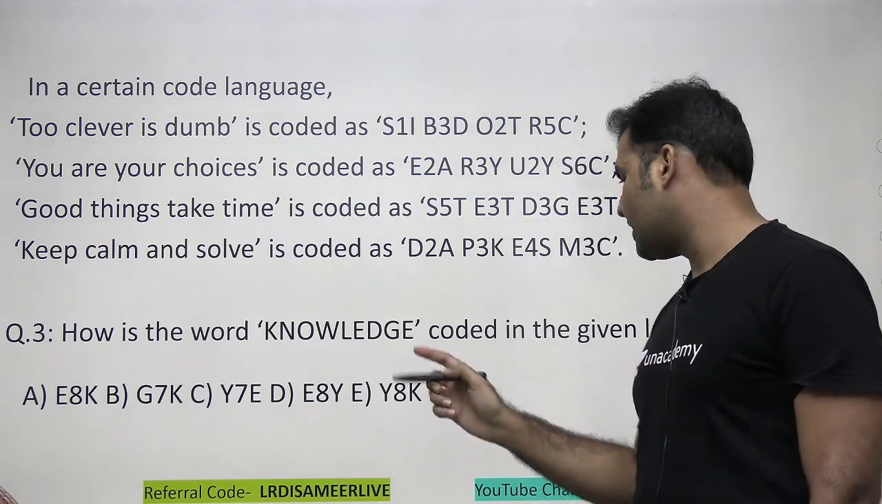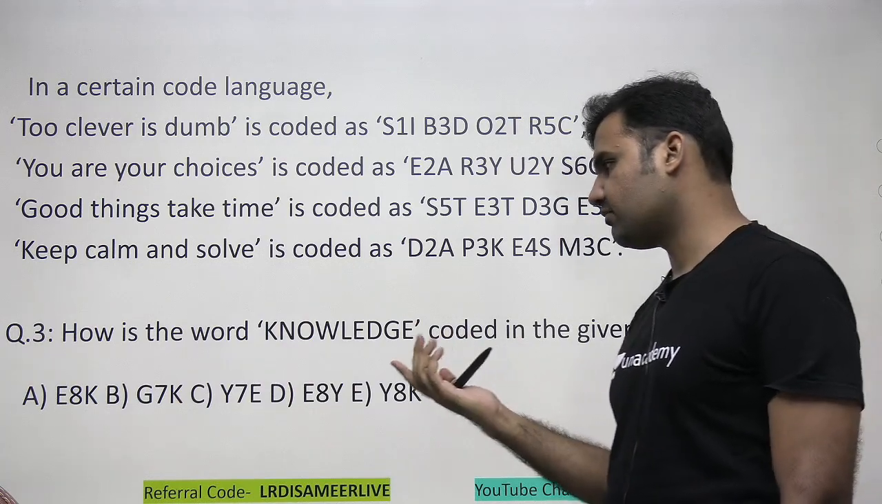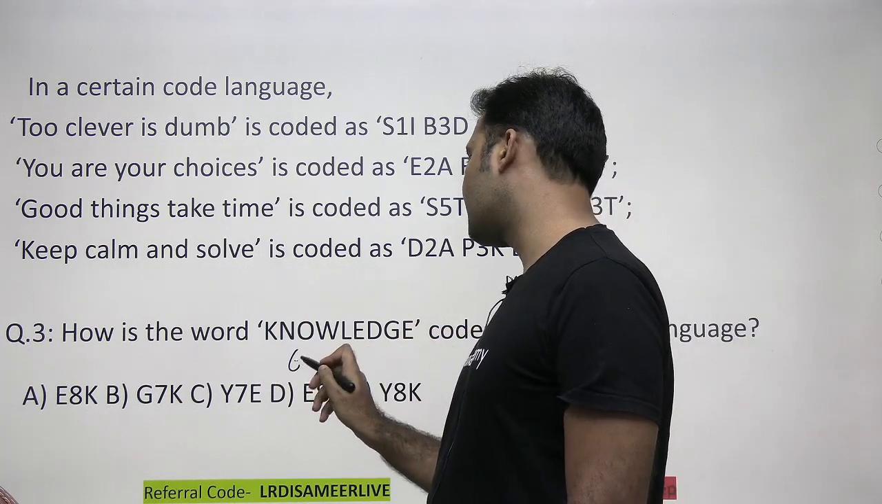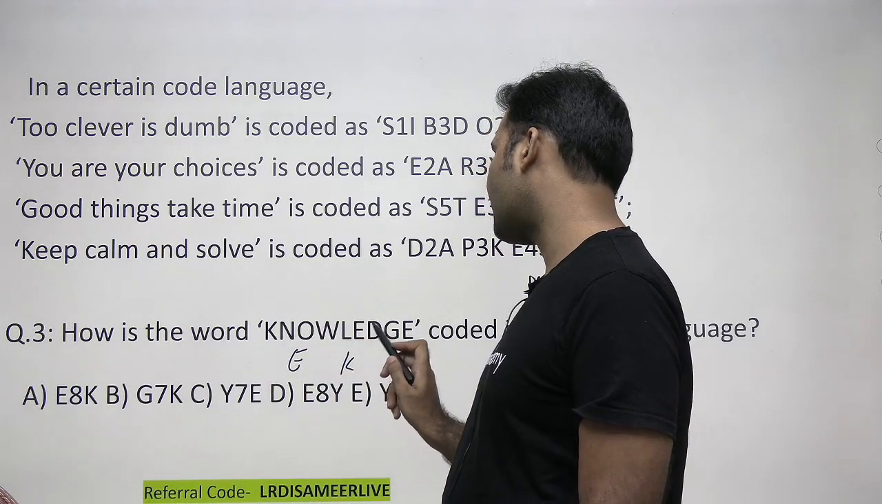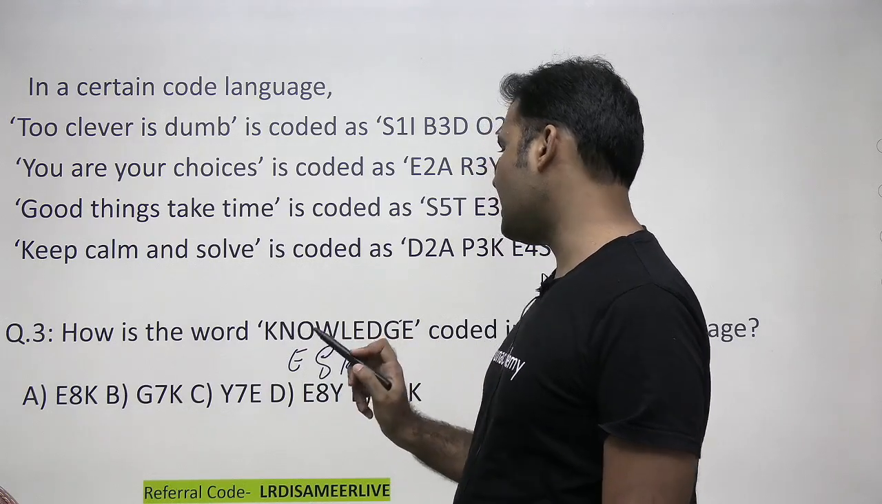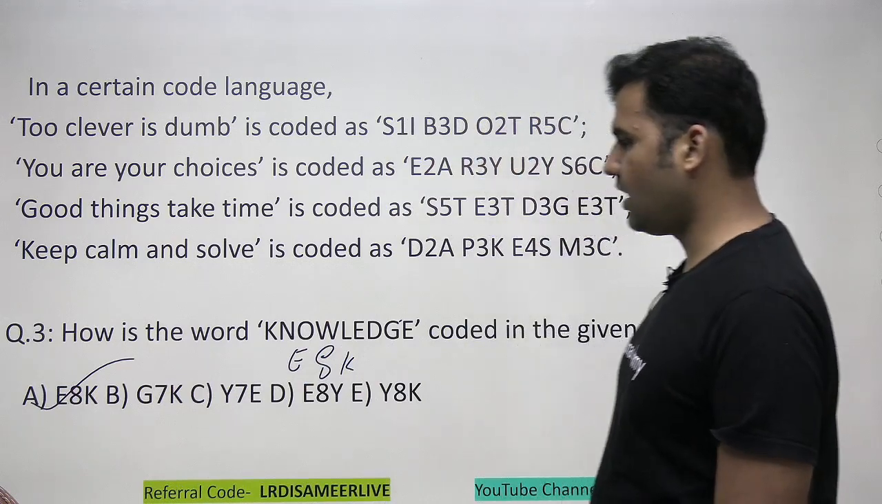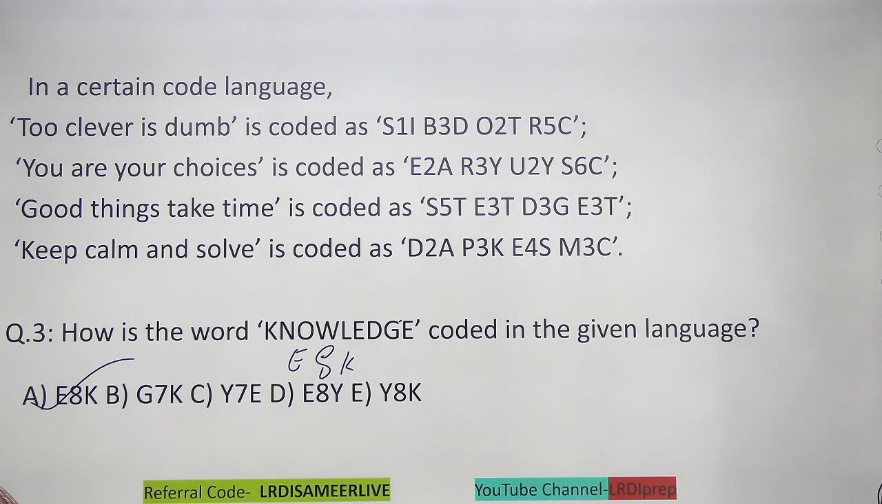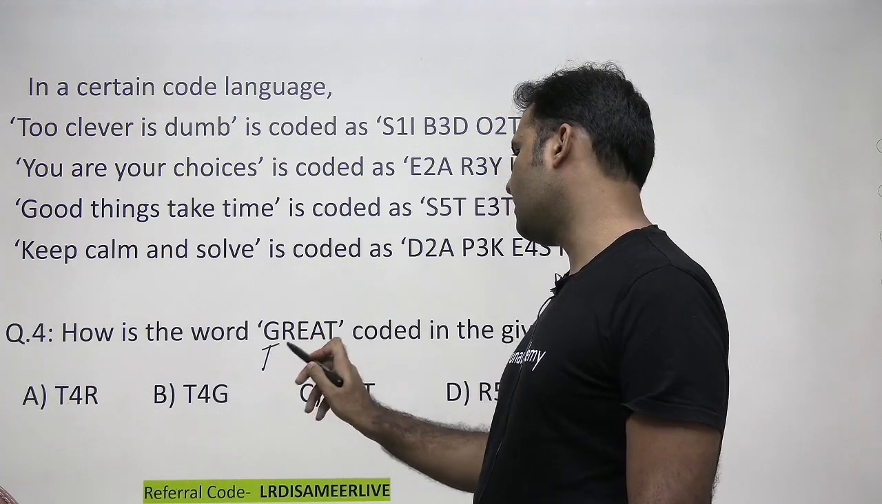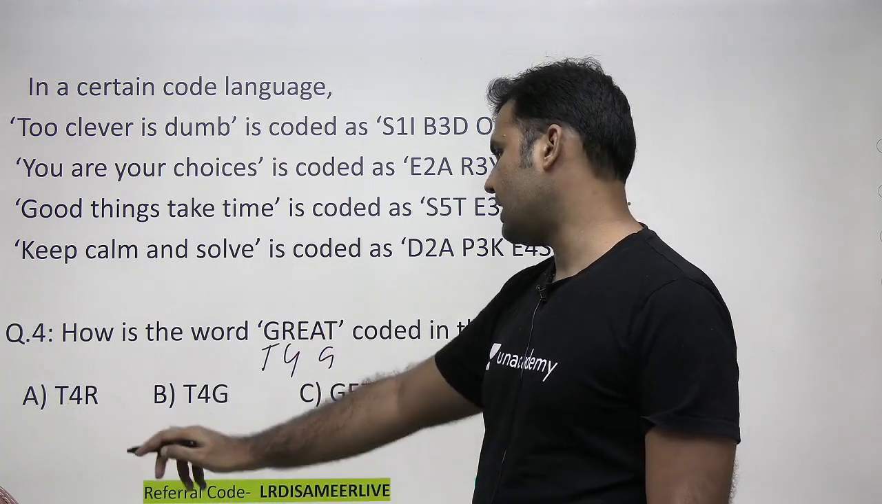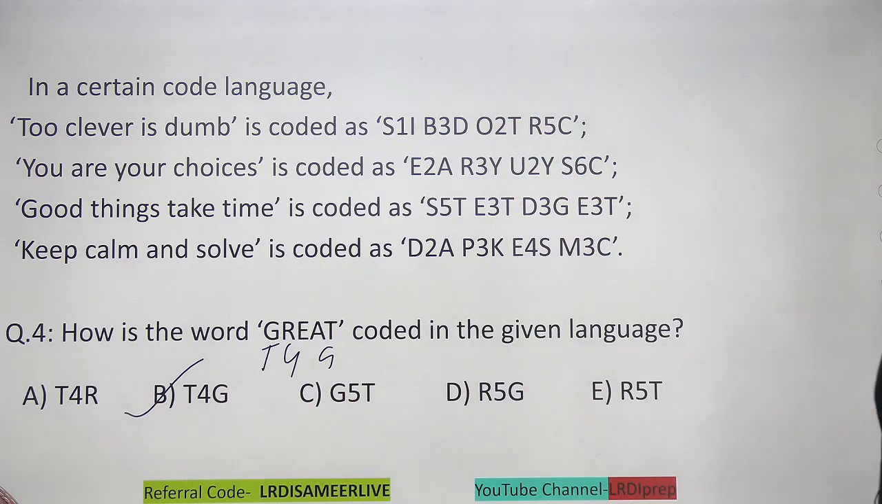How is the word knowledge coded in the given language? Again, very simple. E will be the first, K will be the last. The number of letters are 1, 2, 3, 4, 5, 6, 7, 8, 9. It would be E8K. Option A would be the correct answer of the question. How is the word great coded? Again, nothing. TG4, right? B is the correct answer.